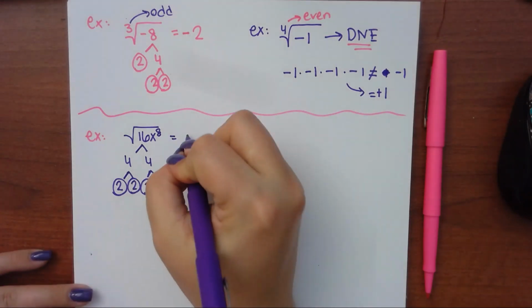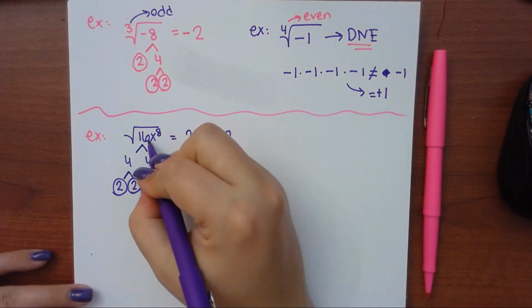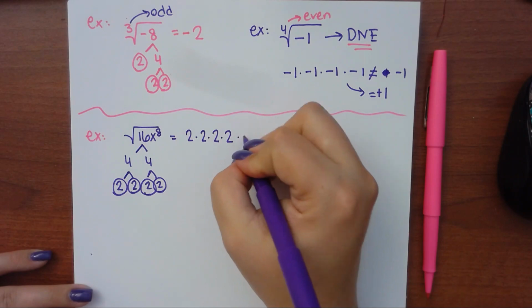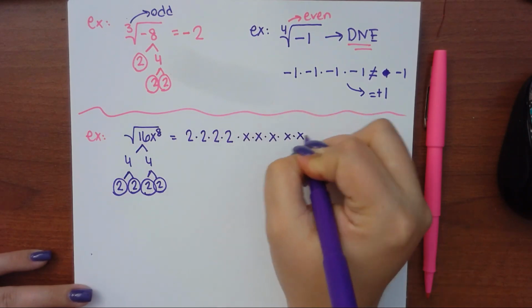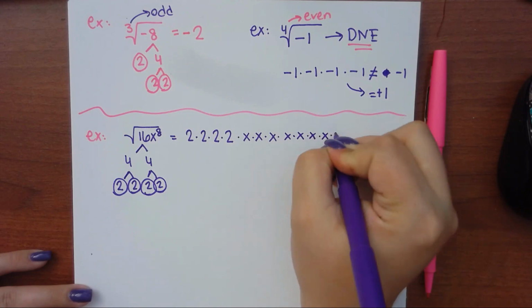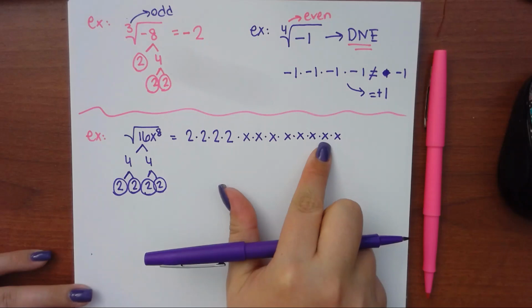That's 2 times 2 times 2 times 2. But I'm also going to write out the x's just to show you what happens, okay? So this is x times x times x times x times x times x times x times x. I should have 8 x's. 1, 2, 3, 4, 5, 6, 7, and 8.